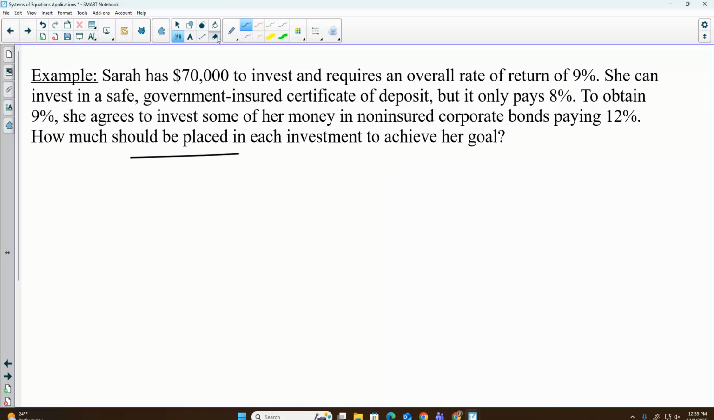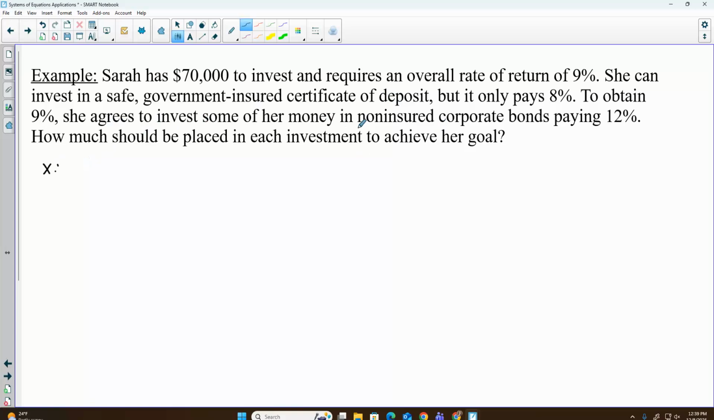So Sarah has $70,000 to invest and requires an overall rate of return of 9%. She can invest in a safe, government-insured certificate of deposit, but it only pays 8%. To obtain 9%, she agrees to invest some of her money in non-insured corporate bonds, paying 12%. How much should be placed in each investment to achieve her goal? So what am I trying to find? Right. So we can put how much in the government insured and how much in the corporate bond.